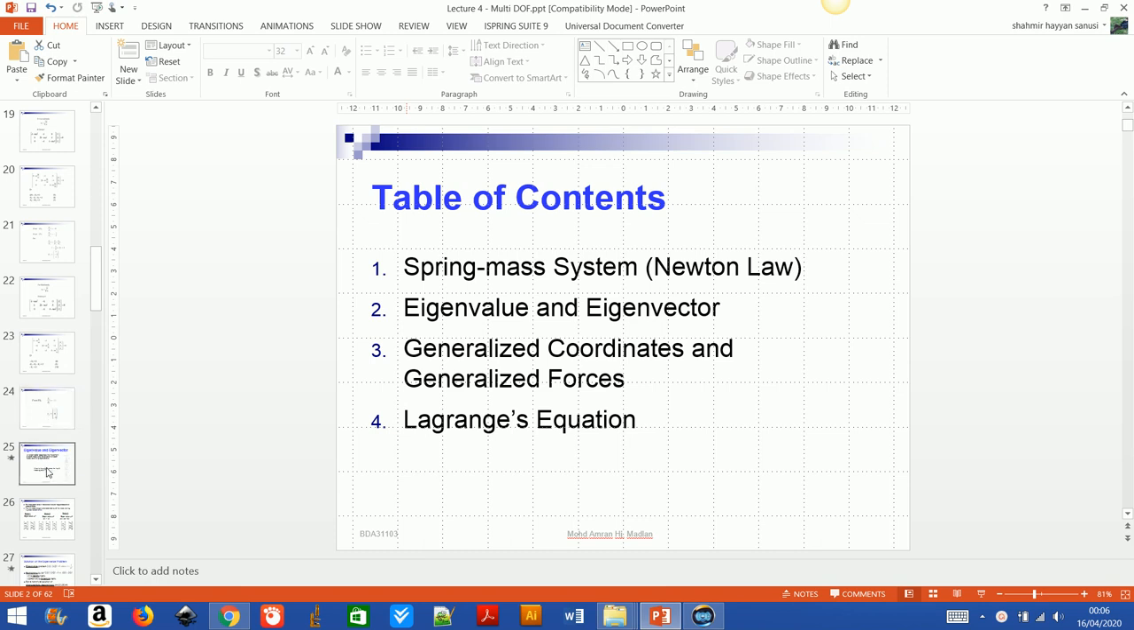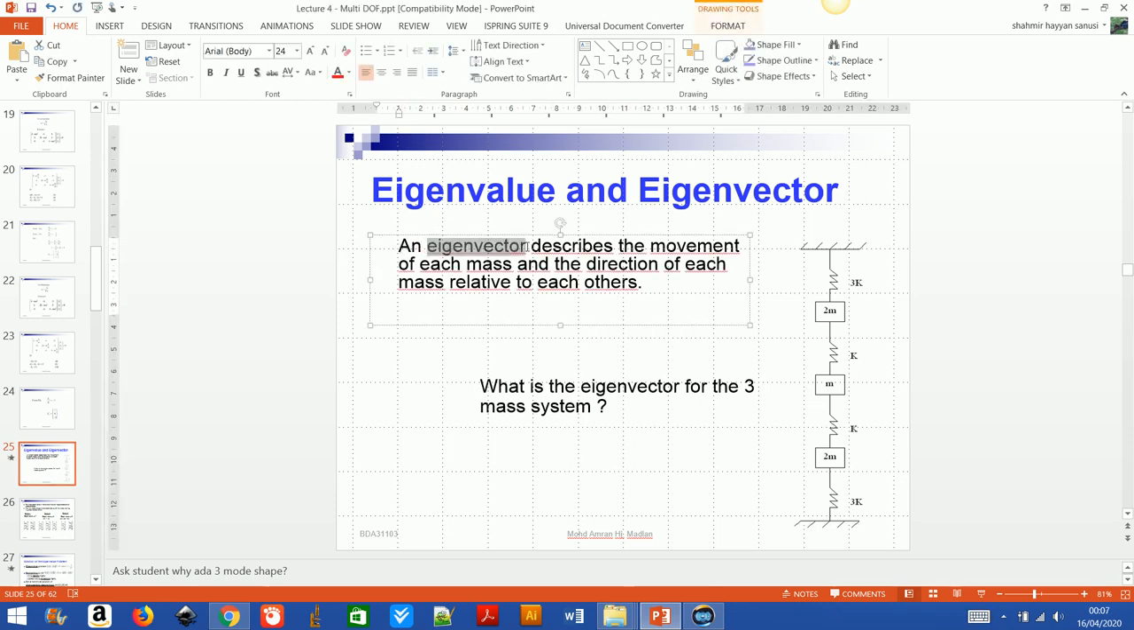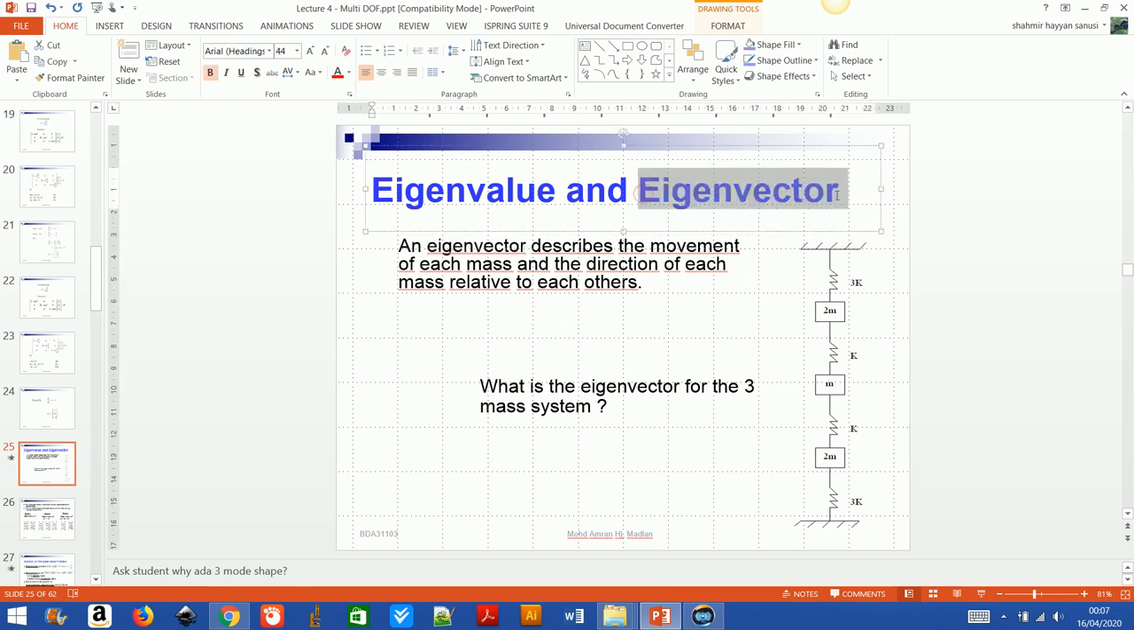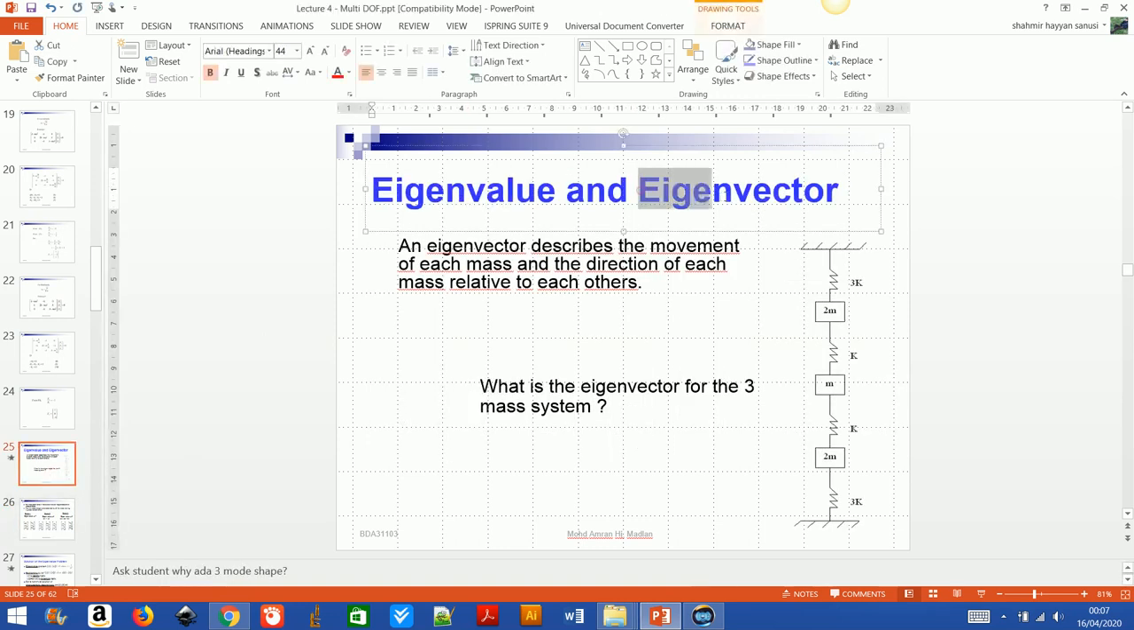So what is eigenvalue and eigenvector? An eigenvector describes the movement of each mass and the direction of each mass relative to each other. So basically, the eigenvector is the mode shape, because the mode shape describes the movement of each mass and direction of each mass relative to each other. How about the eigenvalue? The eigenvalue is the natural frequencies, for example omega 1. So eigenvalue is the natural frequencies, while eigenvector is the mode shape.